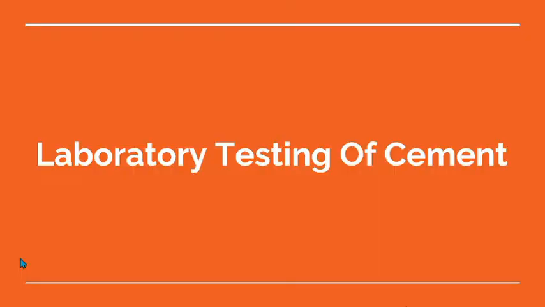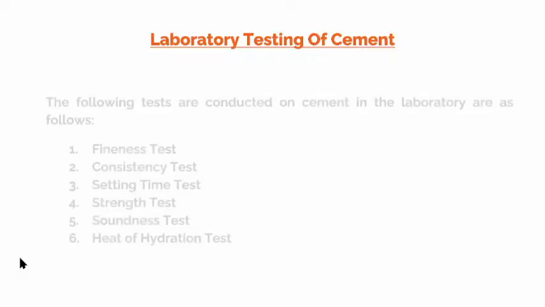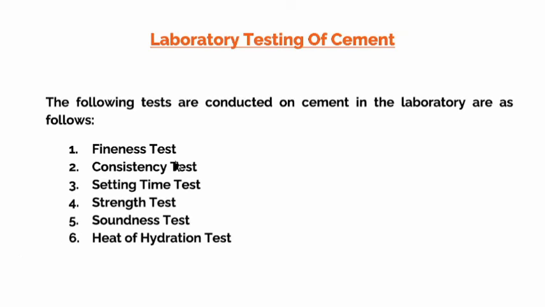Laboratory testing of cement. The various laboratory tests that are done are fineness test, consistency test, setting time test, strength test of cement, soundness test, and heat of hydration test. First one we have is the fineness test of cement.